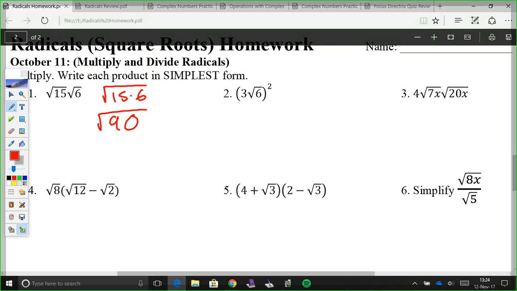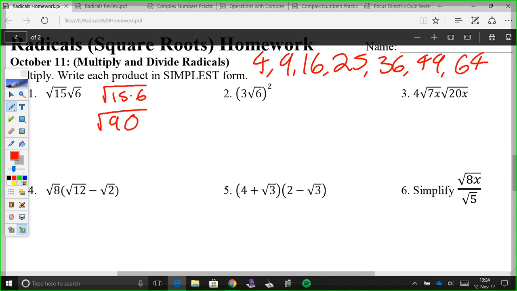But now I want to simplify my answer. 90, as we know, is not a perfect square. Remember my perfect squares? I've written them out 3 times already in this video. But take these and try to figure out which of them can divide into 90. If you do that enough, you'll realize the square root of 9 and 10 would work. So the square root of 9 and then the square root of 10. Square root of 9 simplifies, it's just the value of 3, and the square root of 10 is left as the remainder.